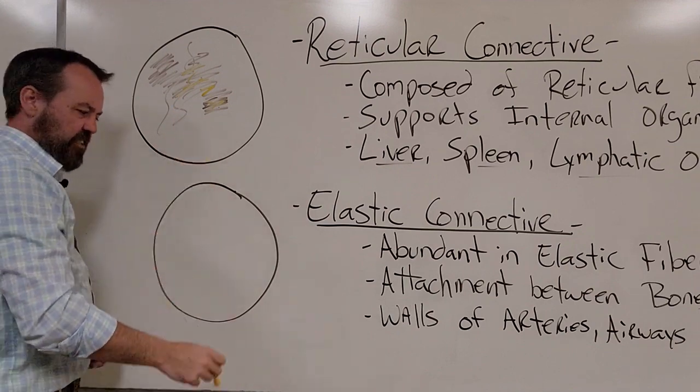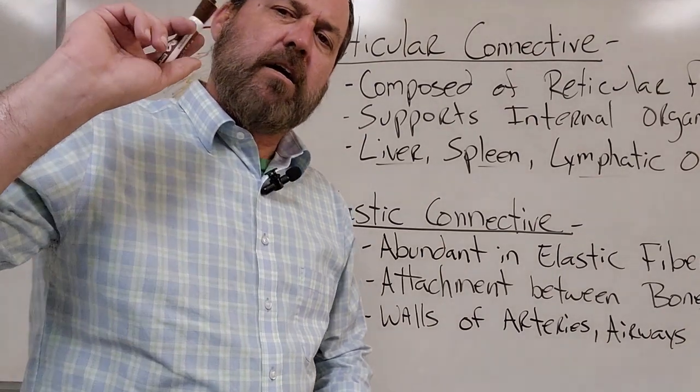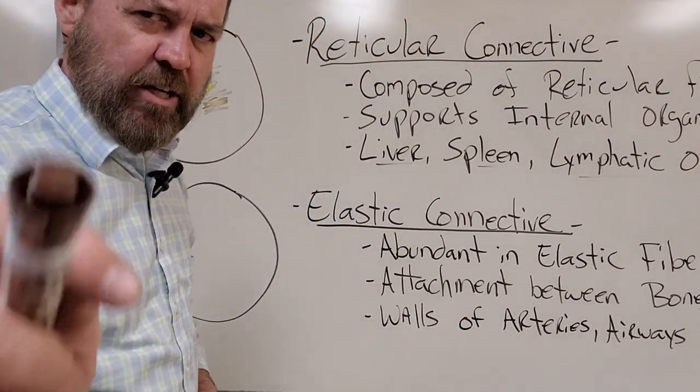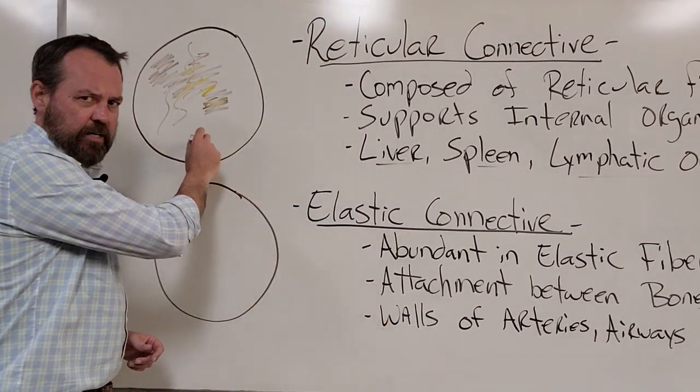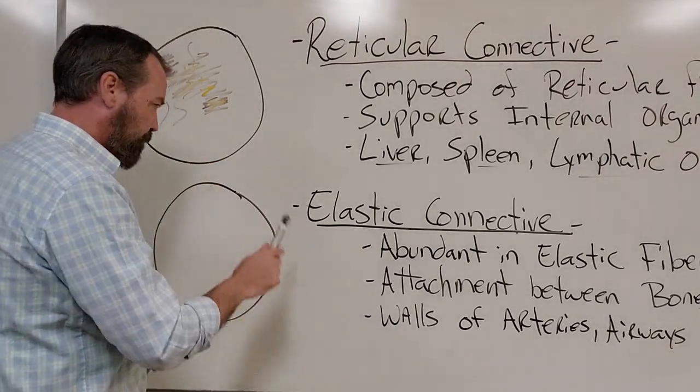Reticular connective tissue. There's no right or wrong way to draw this. No, there is a wrong way. The way you're doing it is probably wrong. This is the right way to do it. Browns and yellows is what we want, and just kind of smeared everywhere.